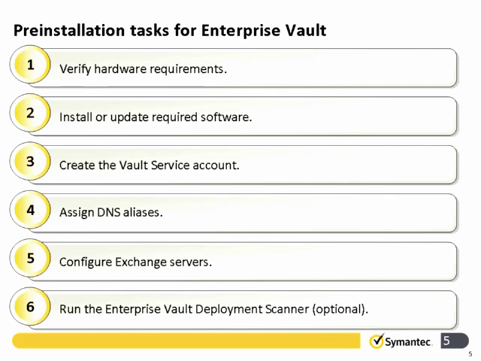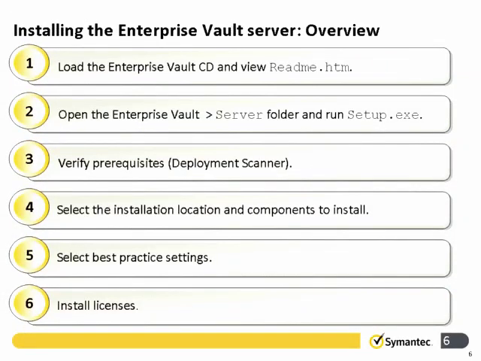The overview of the installation process itself includes loading the Enterprise Vault CD, or whatever the installation media is that you've been supplied with. You want to go to the readme.htm file. This will include any last-minute updates or instructions that you may need to look at before you actually start the setup of Enterprise Vault or the installation process. Once you've read that and are satisfied that you meet all the requirements and are ready to go, you will go to your installation media. You'll look for a folder named Server, and under Server there'll be a file, setup.exe. You just double-click on the setup.exe and it will run.